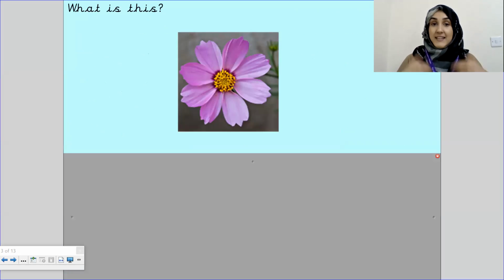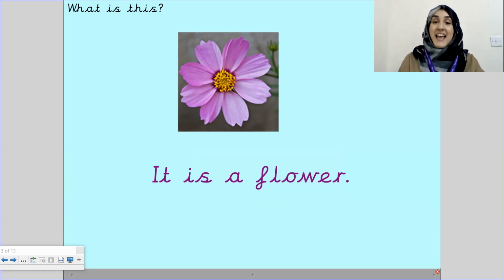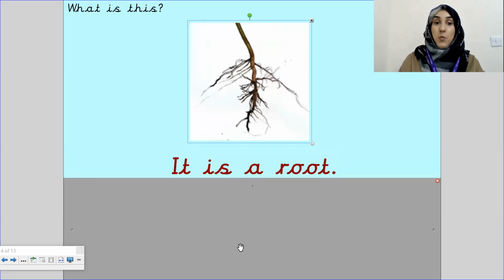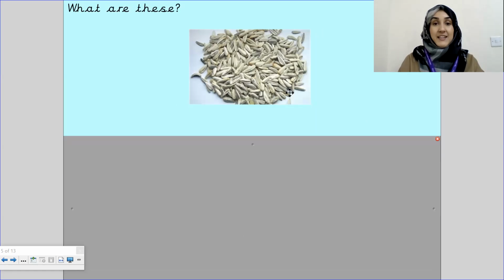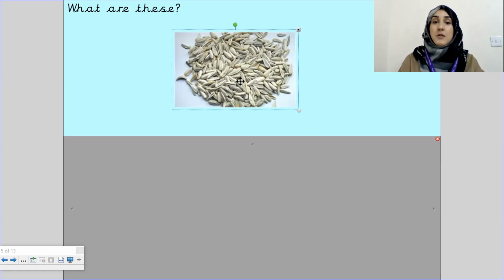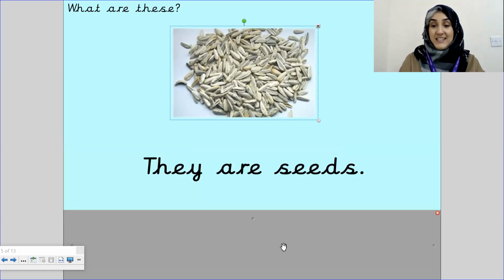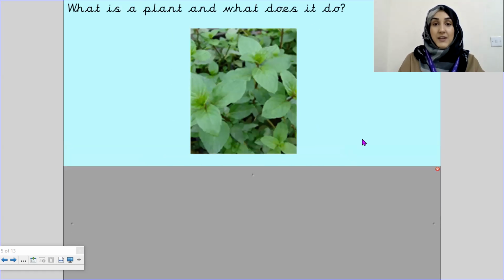Okay, what is this on the screen? It is a flower, fantastic. What is this on the screen? Well done, it is a root, fantastic. What are these, Morris class? They are seeds, fantastic. And what is a plant and what does it do?